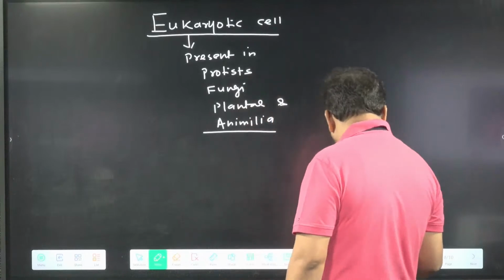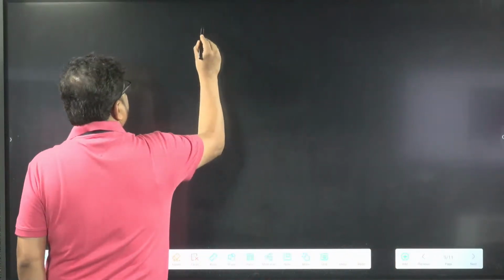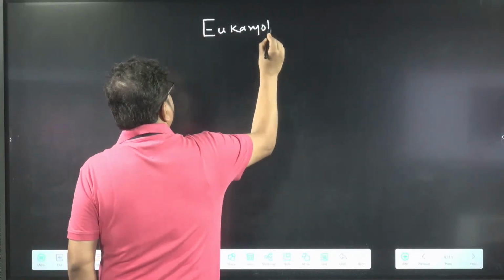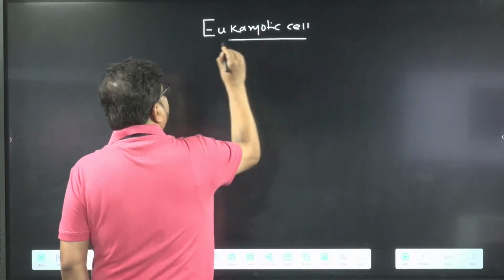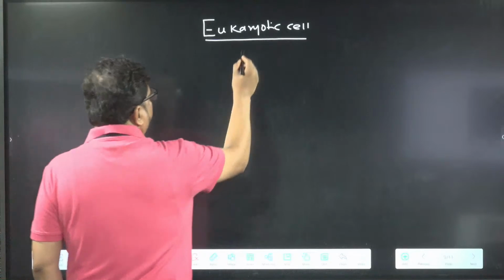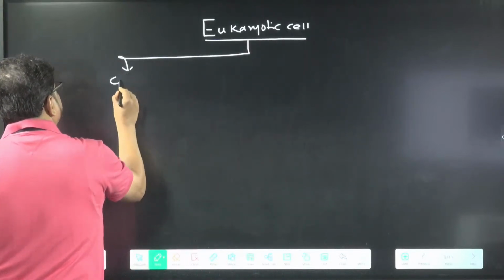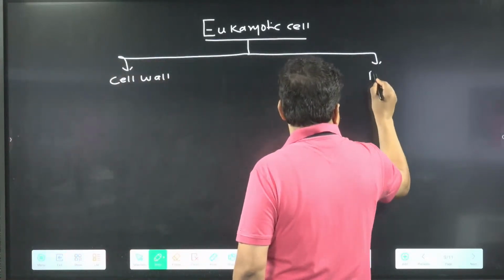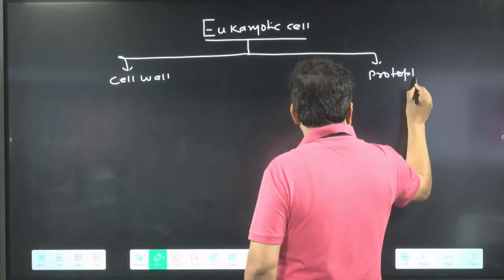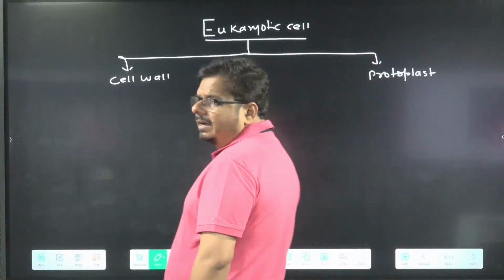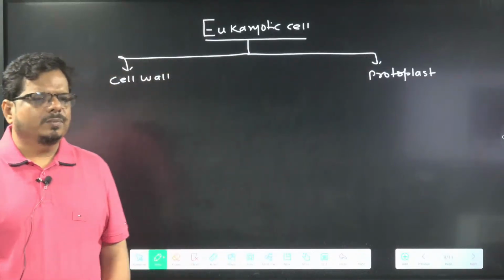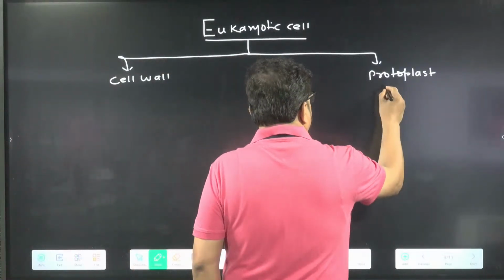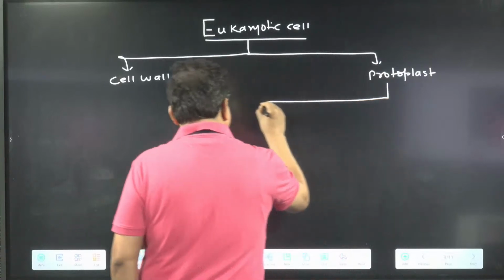Now we are going to talk in detail about the eukaryotic cell. First, I am giving you a basic flow chart. I am talking about a typical eukaryotic cell. Basic terminology you must know before moving. A typical eukaryotic cell has two components. One component is the cell wall and another component is called the protoplast. Protoplast means in the eukaryotic cell, everything other than the cell wall is called protoplast. So what is present in the protoplast?